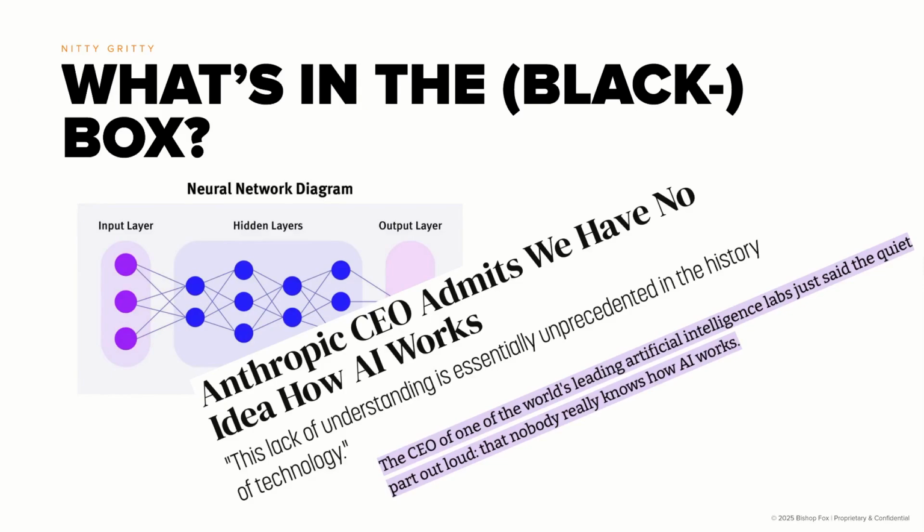So what's in the box? How do these things work? Here in the background, you see this neural network diagram. A lot of people have seen this. It's kind of like the first day of learning about AI. You get shown input layers, hidden layers, and output layers. However, and we can see here in this news article snippet, nobody really understands how this stuff works. The CEO of Anthropic has said that nobody understands it.